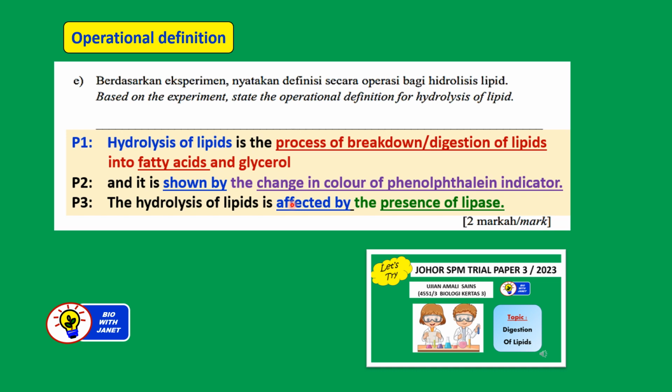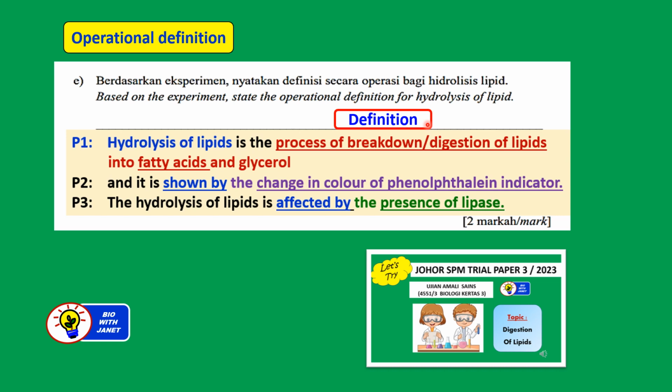Now, can you try and mark this and see whether it has all the points? Which are the various components that we require for operational definition? Where are the components? Okay, let's start with P1. What's the important keyword here? The definition, right? The basic definition is that the hydrolysis of lipids is the process of breakdown of lipids into fatty acids and glycerol. Okay, we mentioned fatty acids because it's the one that's going to cause the color change in the phenolphthalein indicator from pink to colorless because of the acidic condition that the fatty acids create, right? So phenolphthalein indicator will turn from pink to colorless.